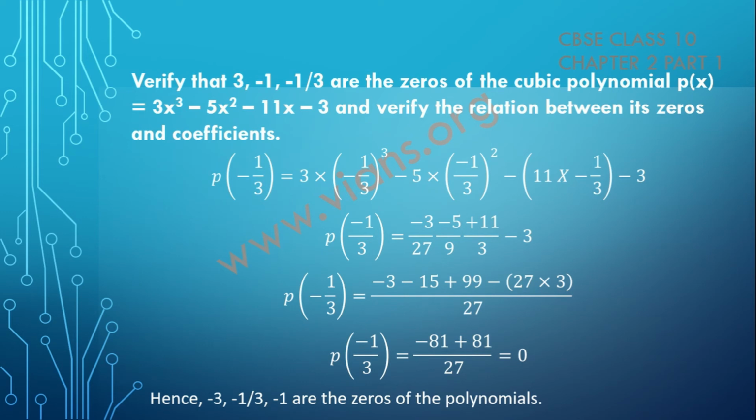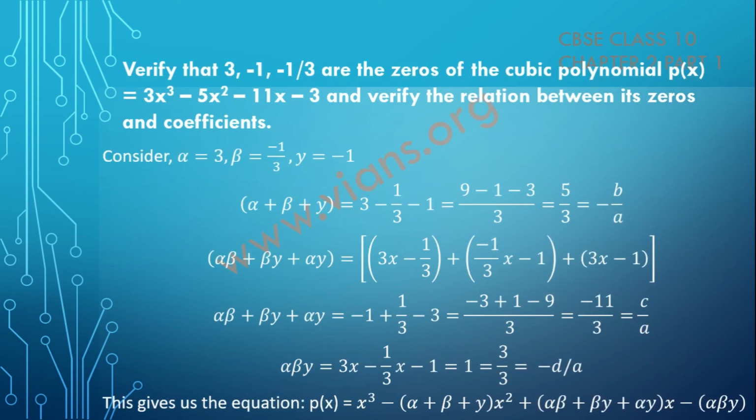If you had to verify the relationship between the zeros, how would you do that? First of all, you would use the formula that you already know. Alpha plus beta plus gamma is equal to minus b by a. So that's going to be 3 plus minus 1 by 3 minus 1. Take all the denominators to 3. 3 3s are 9 minus 1 minus 3 divided by 3. So that's going to be 9 minus 4, that would be 5 by 3. So that's what would be your minus b by a, where your b is minus 5 and your a is 3.